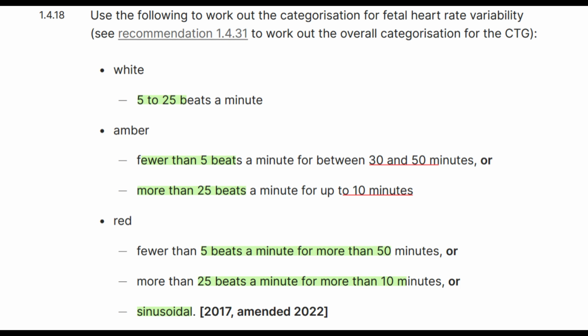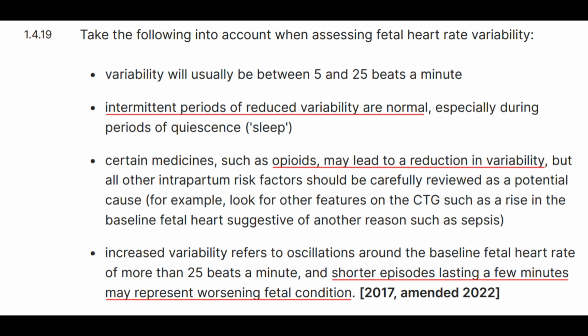White, 5 to 25 beats a minute. Amber, fewer than 5 beats a minute for between 30 and 50 minutes, or more than 25 beats a minute for up to 10 minutes. Red, fewer than 5 beats a minute for more than 50 minutes, or more than 25 beats a minute for more than 10 minutes, or sinusoidal. Take the following into account when assessing fetal heart rate variability.